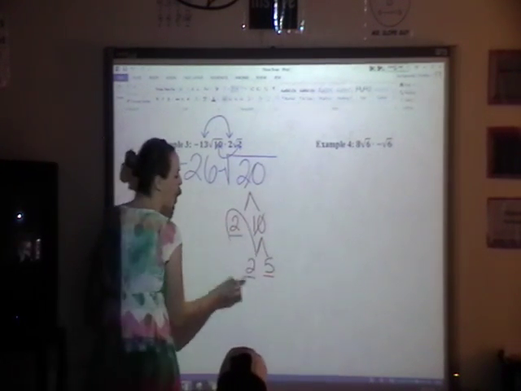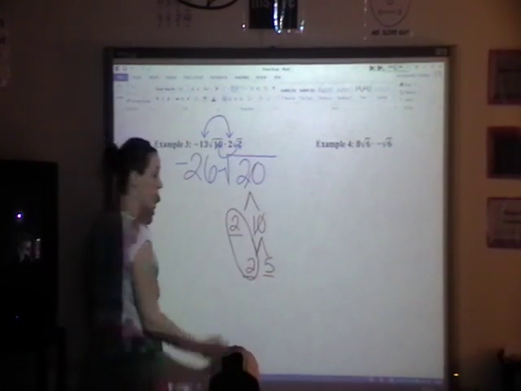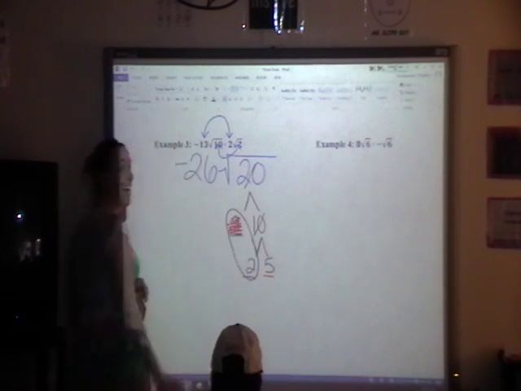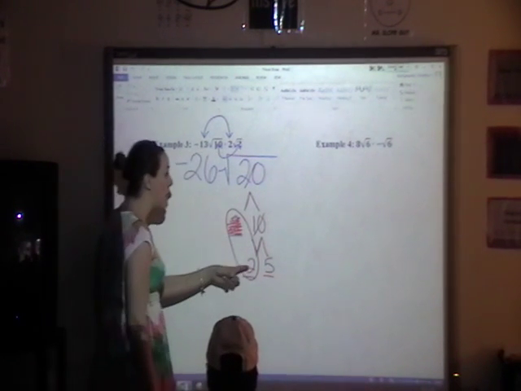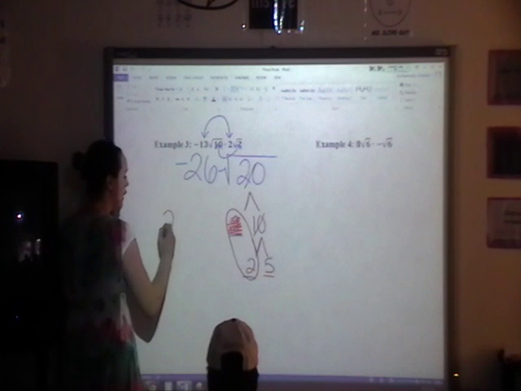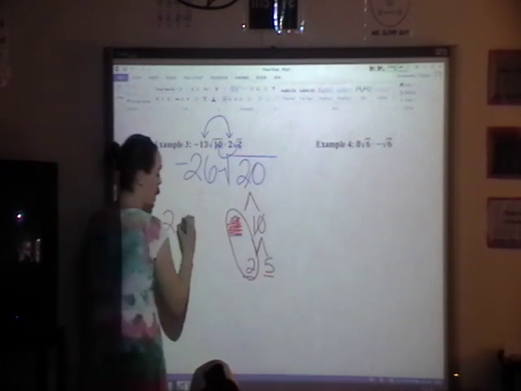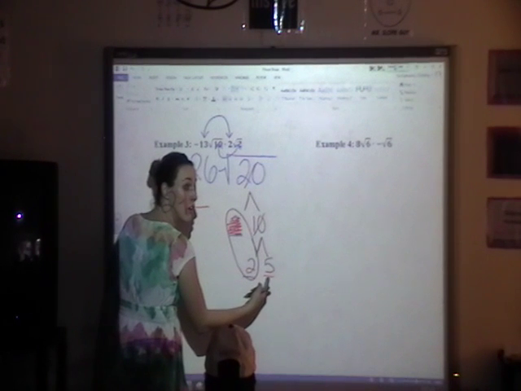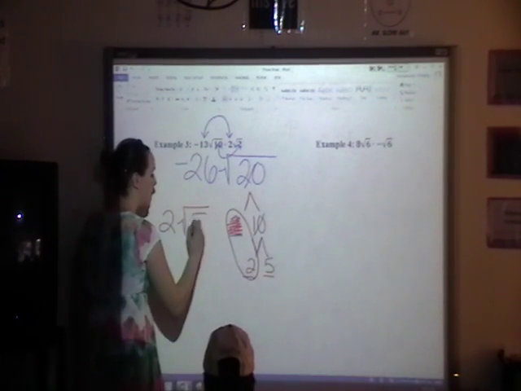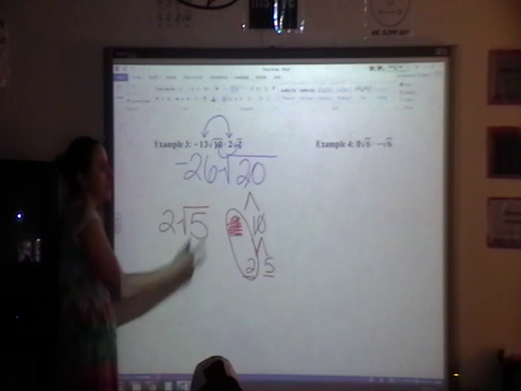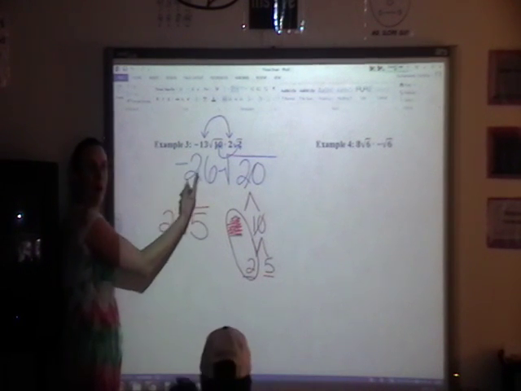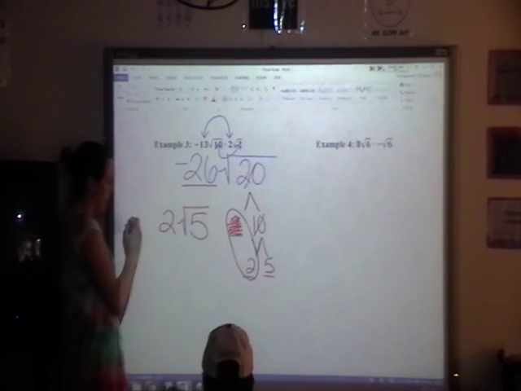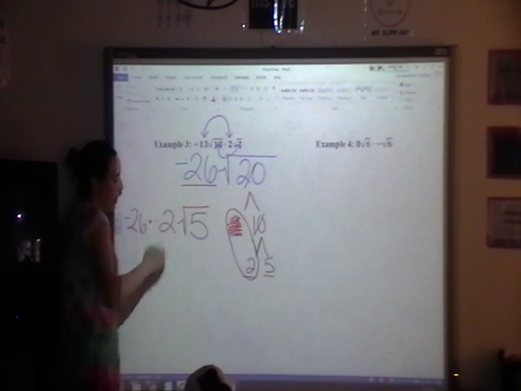Circle your 2 and 2s. Find your partners. What happens to one of your partners? It dies. What happens to my other guy? He gets out. He escapes. And what about my 5? He stays in the radical. He's in the radical 5. Don't forget about negative 26. He comes to pick him up.